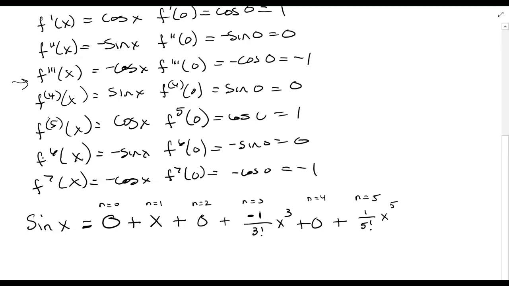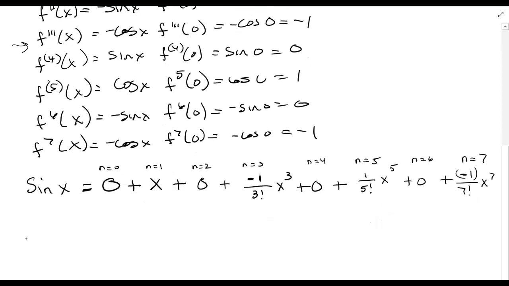The 6th one has another 0. This is why I said we had to go to 7 because we needed to get some terms. And the 7th one, well, the 7th one is f to the 7th of 0. Well, that's negative 1 over 7 factorial x to the 7th. So let's clean this up, and don't forget dot, dot, dot. Yeah, it doesn't stop at 7. We're just stopping at 7 because we could literally go on forever.